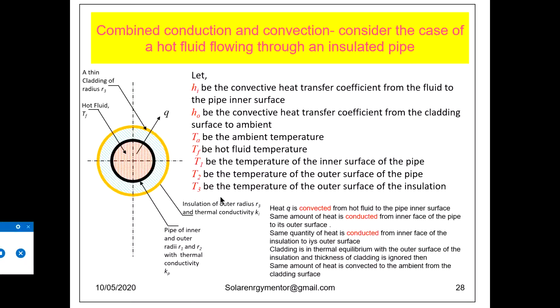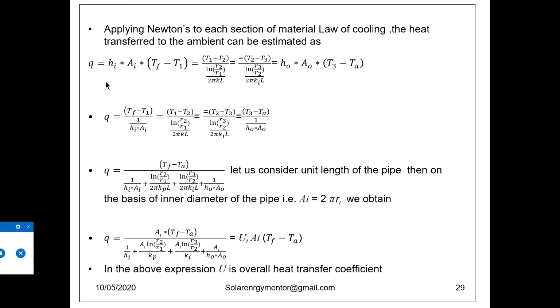Now we have to write an equation for the calculation of heat transfer. We apply Newton's law of cooling for the convection, Fourier's equation for this portion, Fourier's equation for this portion, and then again Newton's law of cooling for this portion. So if we apply the laws to each section of material, we can write down the following.